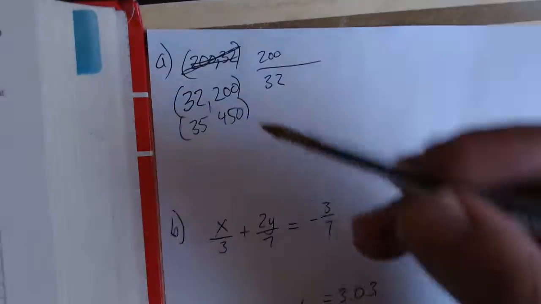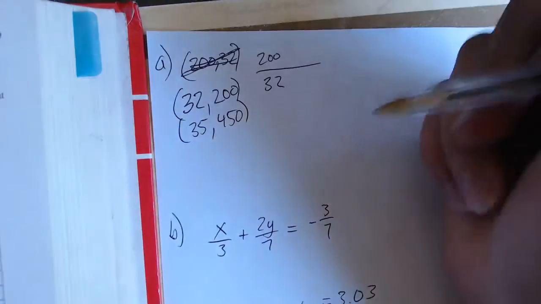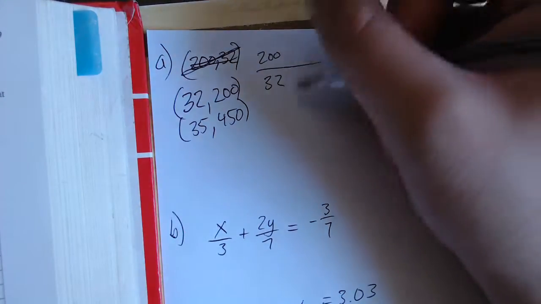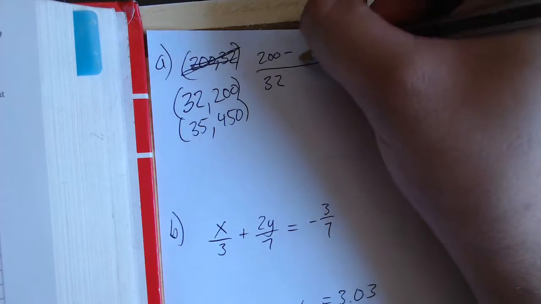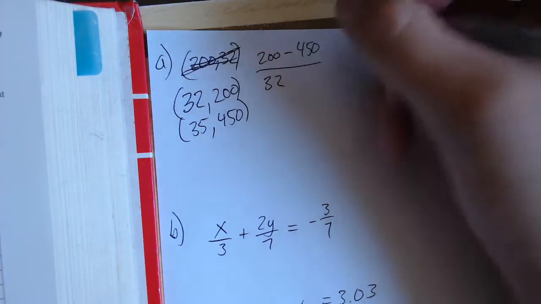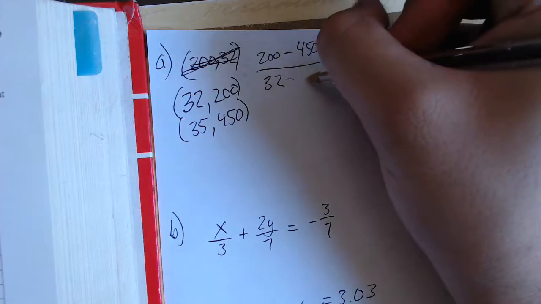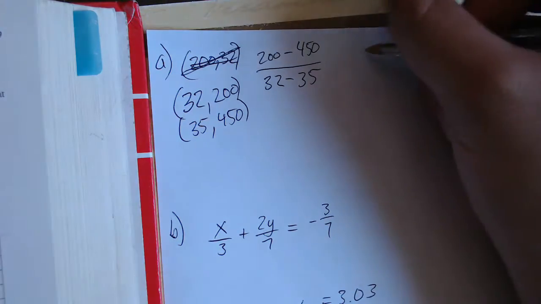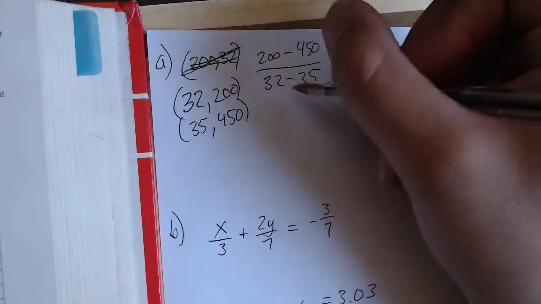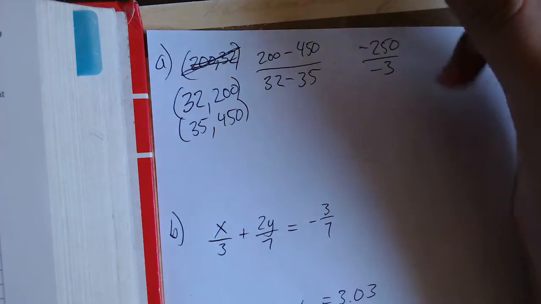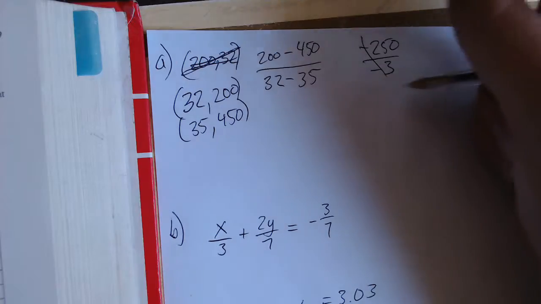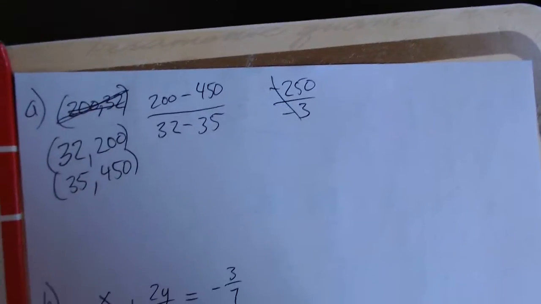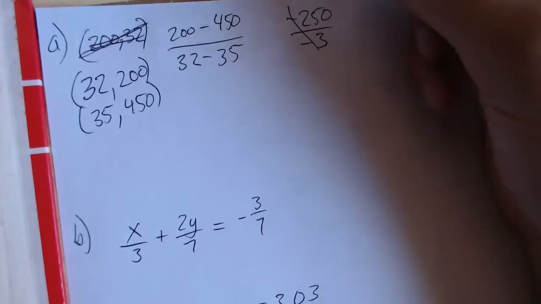So what we're doing with these 2 points is we're going to find the slope, the m. If you remember, slope would be y1 minus y2 over x1 minus x2. So we got 200 minus 450 over 32 minus 35. 200 minus 450 would give me negative 250. 32 minus 35 would give me negative 3. The two negatives cancel, giving me a positive slope, which is what we see reflected in the graph. So that's good. We know we're on the right track. So our slope would be 250 over 3.